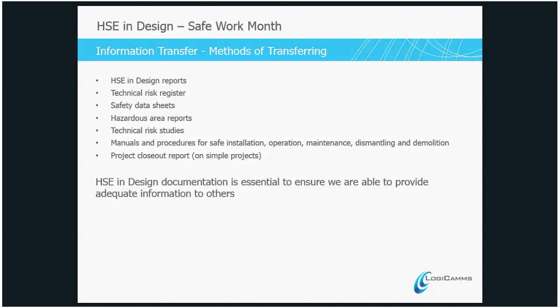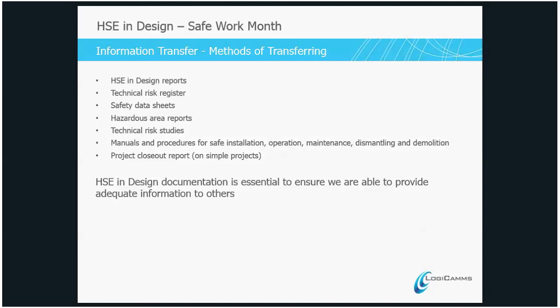So we might have an HSE and design report, depending on the size of the project. Generally, there's probably a technical risk register, which is obviously used through the project to identify the hazards and the methods used to close out those hazards. There may be safety data sheets related to equipment or processes or substances used in the design. Hazardous area reports. There might be technical risk studies that look at fire and all sorts of other risks that are associated with our design. Manuals and procedures for safe installation, operation, maintenance, dismantling and demolition.